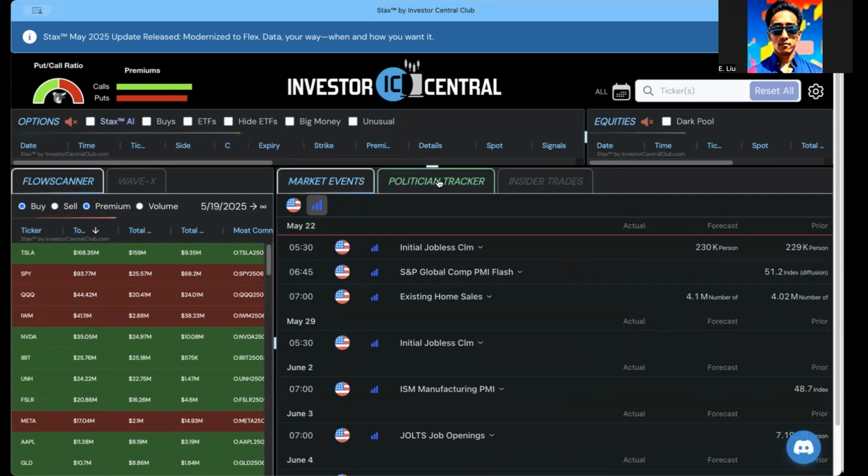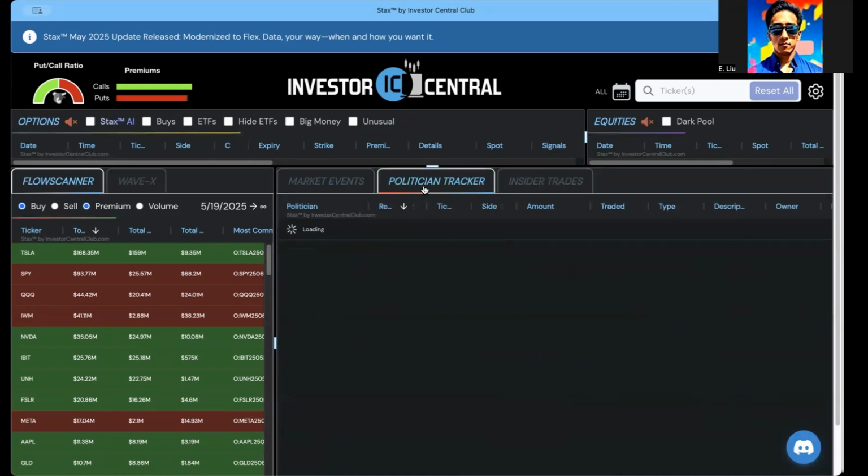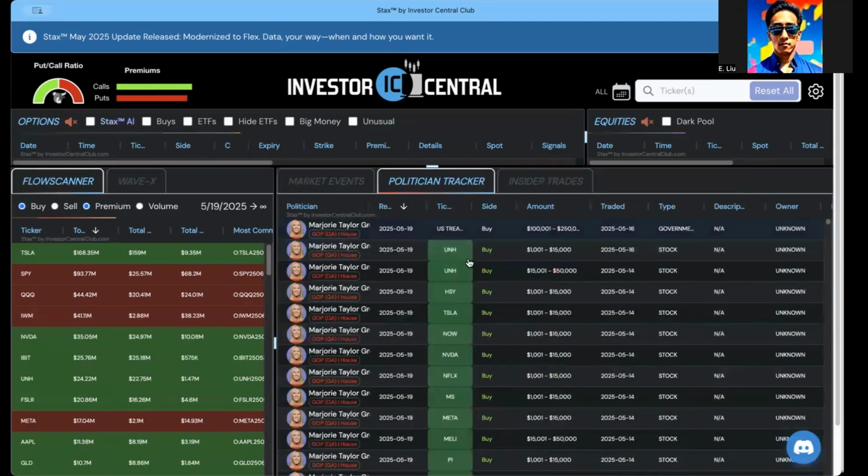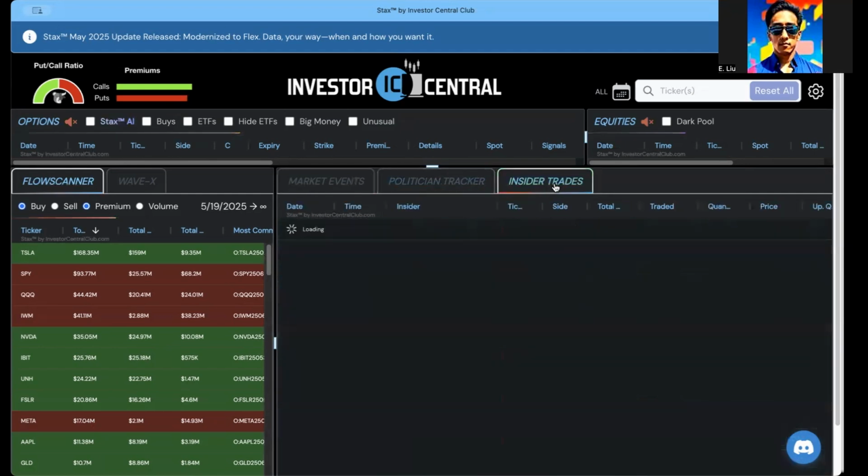And then two of our very important trackers: we've got the politician tracker, where we can see what they're purchasing, when they reported those purchases, and how much money they're spending. And we also have insider trades.